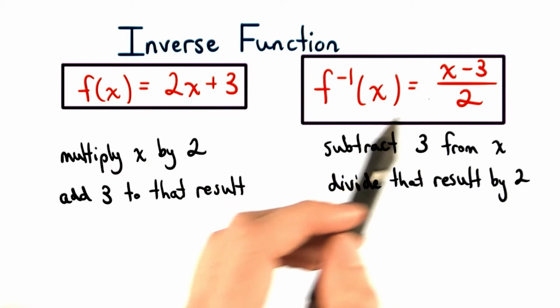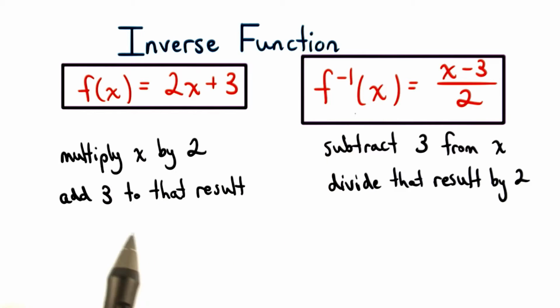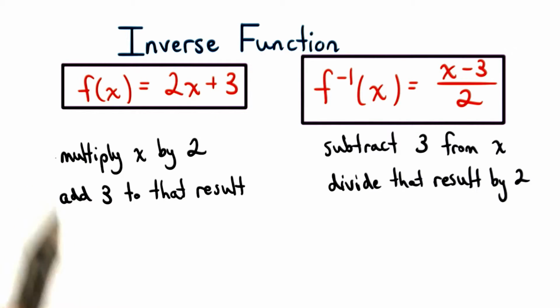Notice that to find the inverse function, we first undo the last step that we performed for f of x. Then we work backwards and undo each of the steps before.